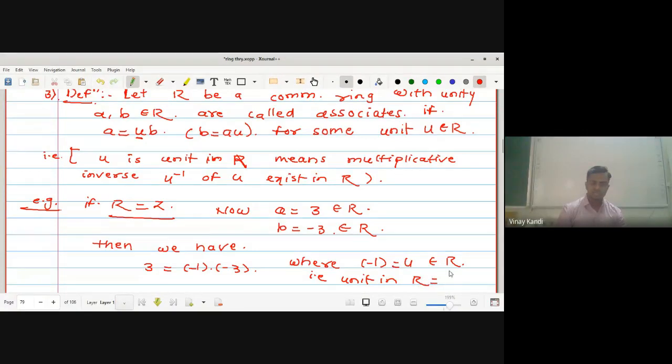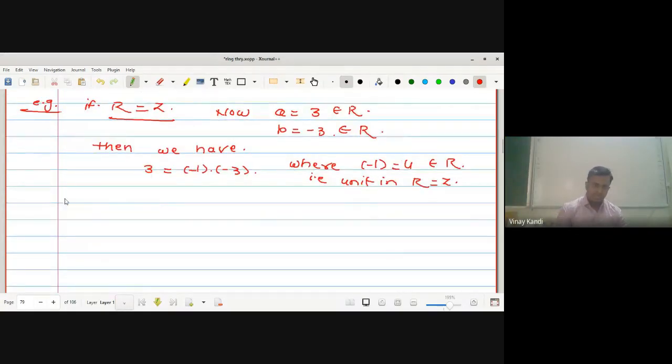What is your R? Your R is Z. Okay, is -1 a unit in Z? Does the inverse of -1 exist in Z? Yes, sir. So here, therefore, 3 and -3 are associates in R equal to Z.